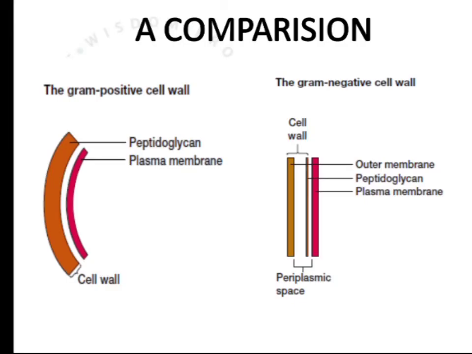So this is the basic comparison of gram positive and gram negative bacteria. In gram-positive bacteria, we have a thick peptidoglycan layer. The thick peptidoglycan layer with the periplasmic space is known as the cell wall, and there is a plasma membrane. In gram-negative bacteria, we have a thin peptidoglycan layer, and there is an outer membrane which is composed of lipopolysaccharides, and there is a plasma membrane. So this is the primary structure of gram-positive and gram-negative bacteria. Now we will discuss in detail about gram-positive bacteria first, then the structure of gram-negative bacteria later.